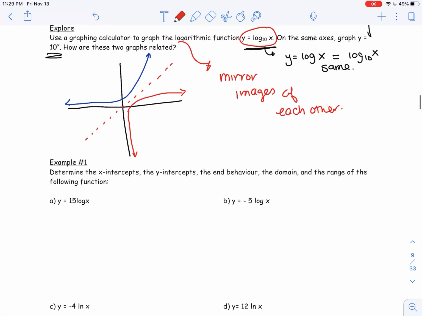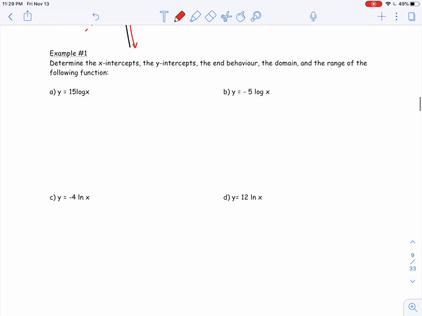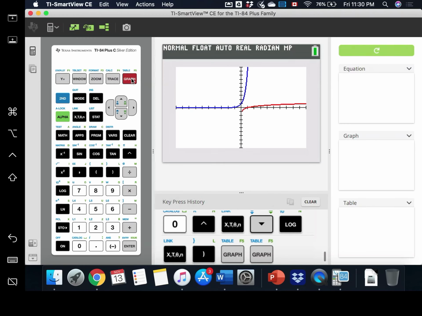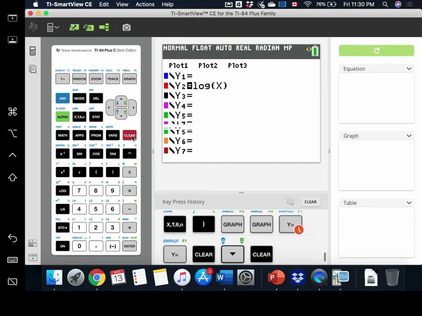Okay, so let's graph example number 1, A to D, go through them, and we're going to answer those same questions we did for the exponentials: the x-intercept, y-intercept, end behavior, domain, and range for each of the following. Okay, so let's go to our graphing calculators, and we're going to do one at a time. Start by pressing y equals. You have to clear whatever is there on your y1 and your y2.